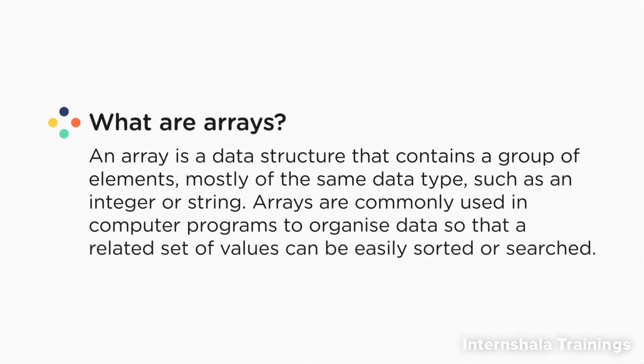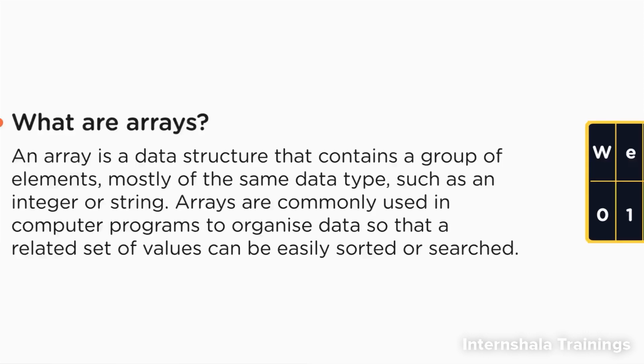So an array is a data structure that contains a group of elements, mostly of the same data type, such as an integer or string. Arrays are commonly used in computer programs to organize data so that a related set of values can be easily sorted or searched. Now let's understand what this means.